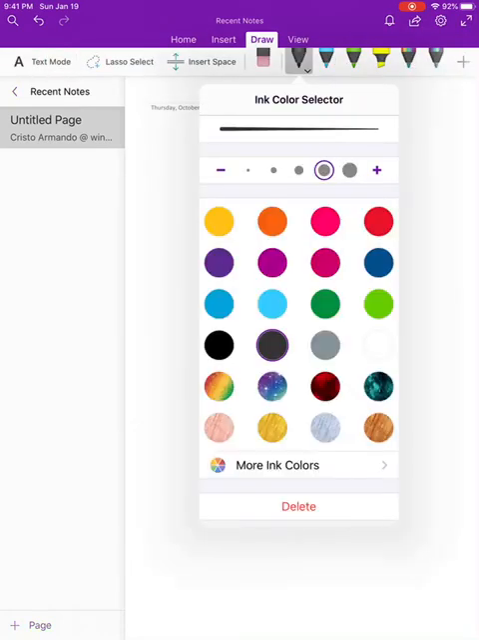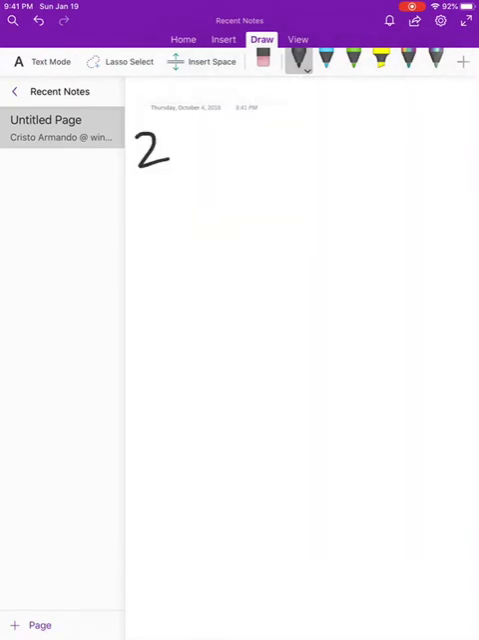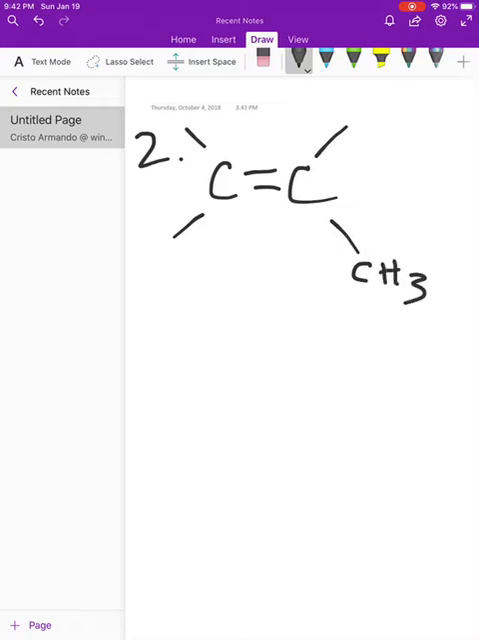So now problem number 2. In case you don't know, those lines just signify that it's a carbon with 3 hydrogens, or a methyl group. So each line just signifies a methyl group. Plus HCl.